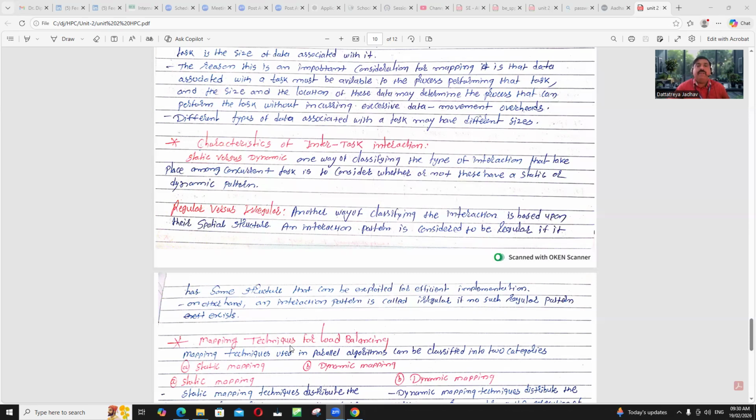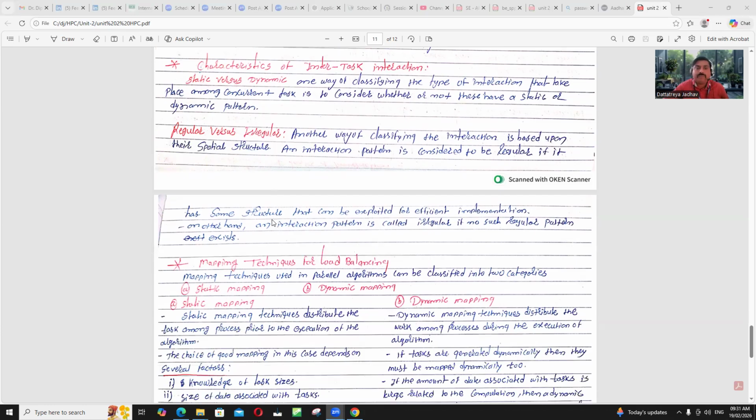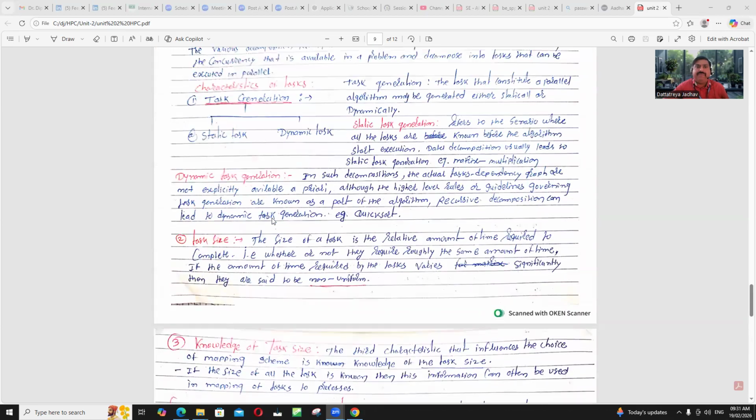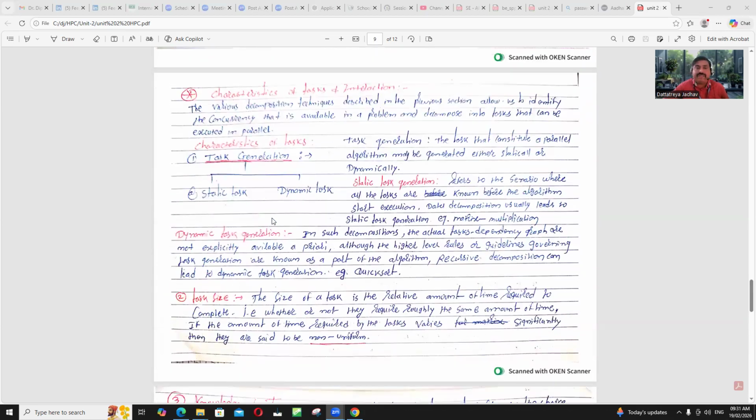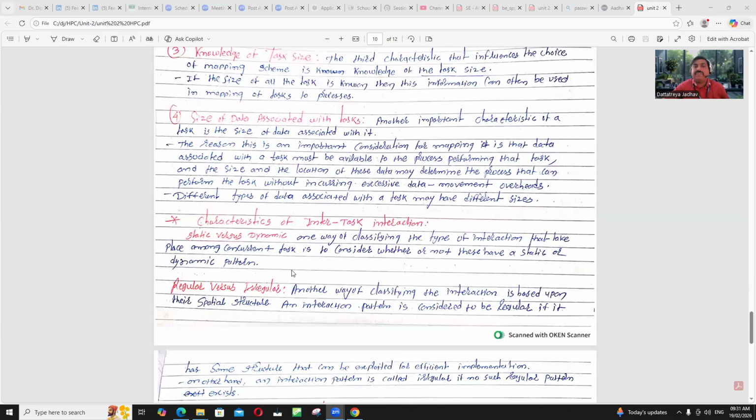Second is related to whether the tasks are regular, where the same task is executed continuously, or irregular, where some of the tasks will be different. That parameter is also considered with the inter-task interaction, right? So that parameter will be considered along with the static versus dynamic and regular versus irregular parameters of the characteristic related to the inter-task interaction. So these are the parameters related to the characteristics of tasks and the characteristics of inter-task interaction. These two parameters will mostly be considered from the characteristic point of view.